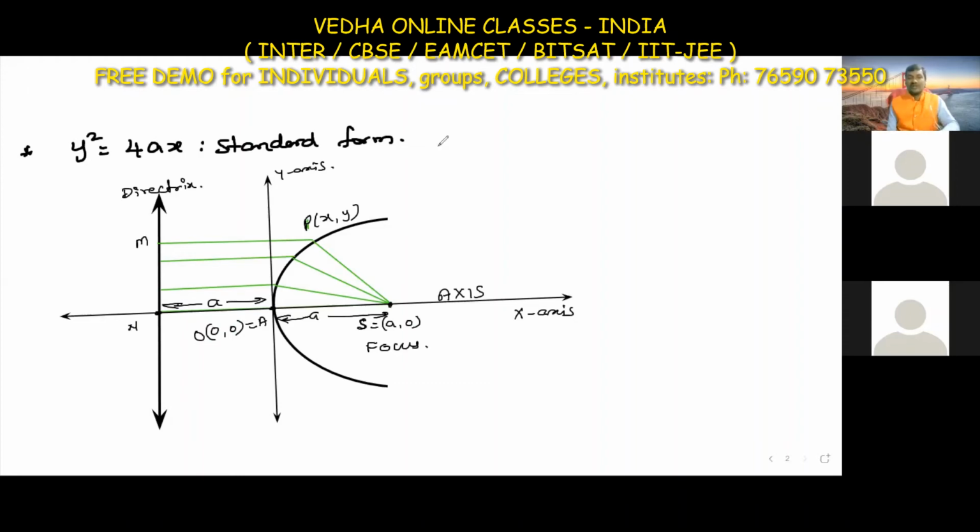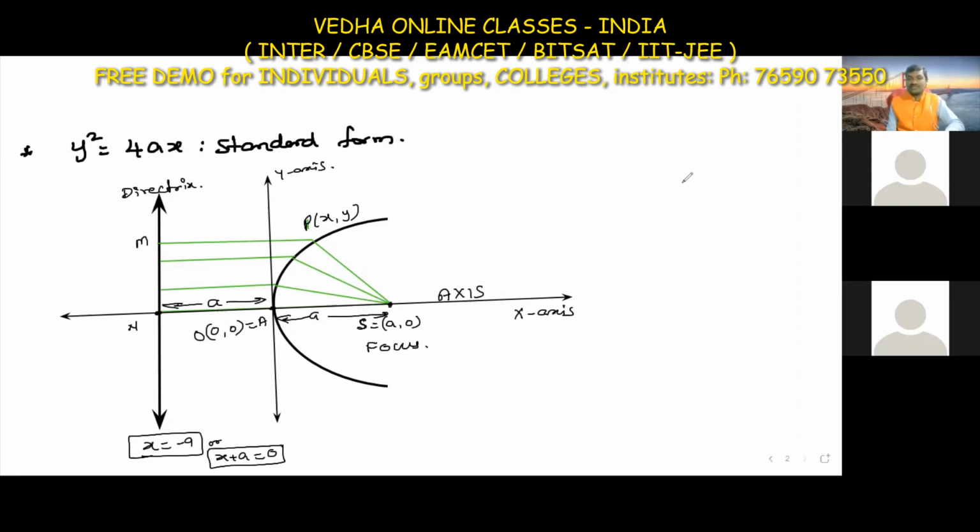Now if this distance is a units, on the x axis we always take positive values on the right side and negative values on the left side. Since it is on the left side, x is equal to minus a, or we can write it as x plus a equal to 0. This is the equation of the directrix. This fixed line is called the directrix.